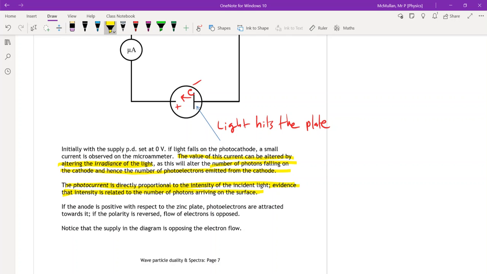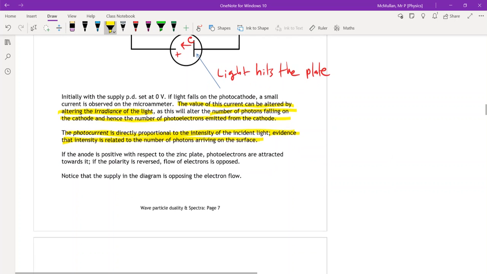So you can shine light on this plate and use an ammeter and measure a current. That current is generated by the movement of these electrons leaving the surface. If the anode is positive with respect to the zinc plate, photoelectrons are attracted towards it. If the polarity is reversed, photoelectrons are opposed. Notice that this diagram is opposing the flow of electrons.